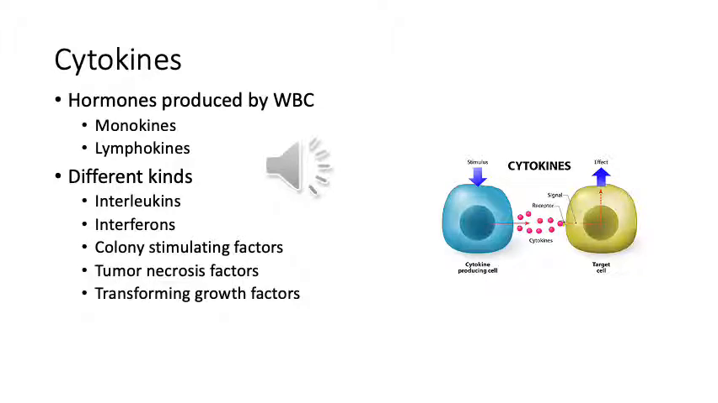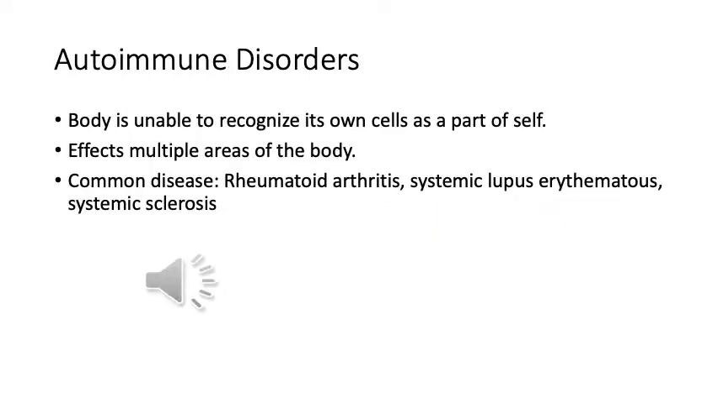Cytokines act as messengers that tell specific cells how and when to respond. Cytokines control many inflammatory and immune responses. When a patient has an autoimmune disorder, the usual protective nature of the immune system does not function properly. The body is unable to recognize its own healthy cells as part of self. It affects multiple areas of the body.